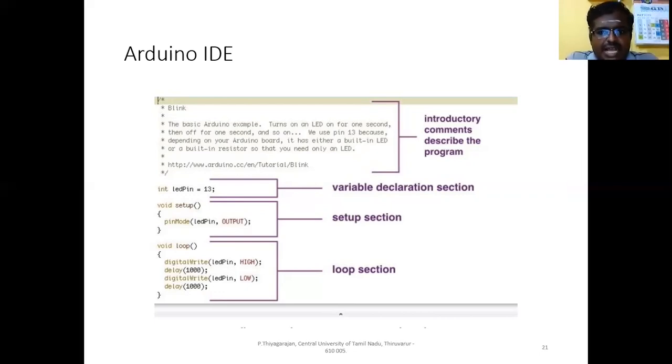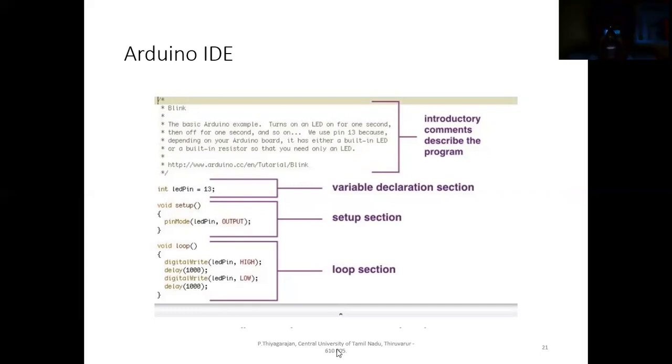Second, we have the setup section, which will tell which pin is taken as an input and which pin will throw an output. And the fourth component is the loop section. That is where the logic of the user is going to be written, and it's very crucial here.